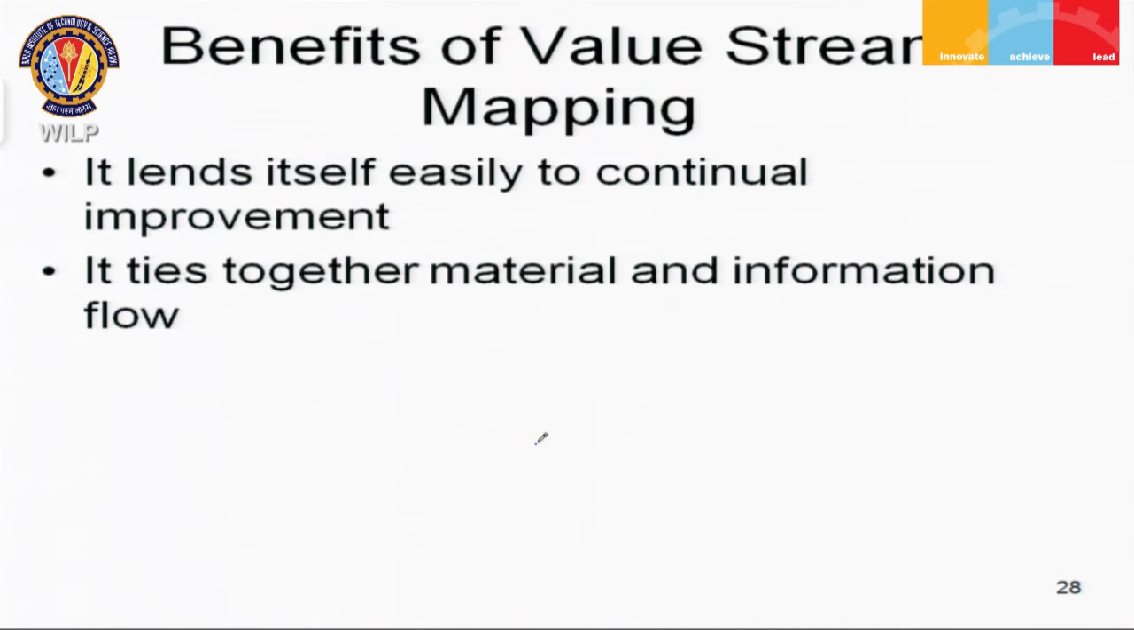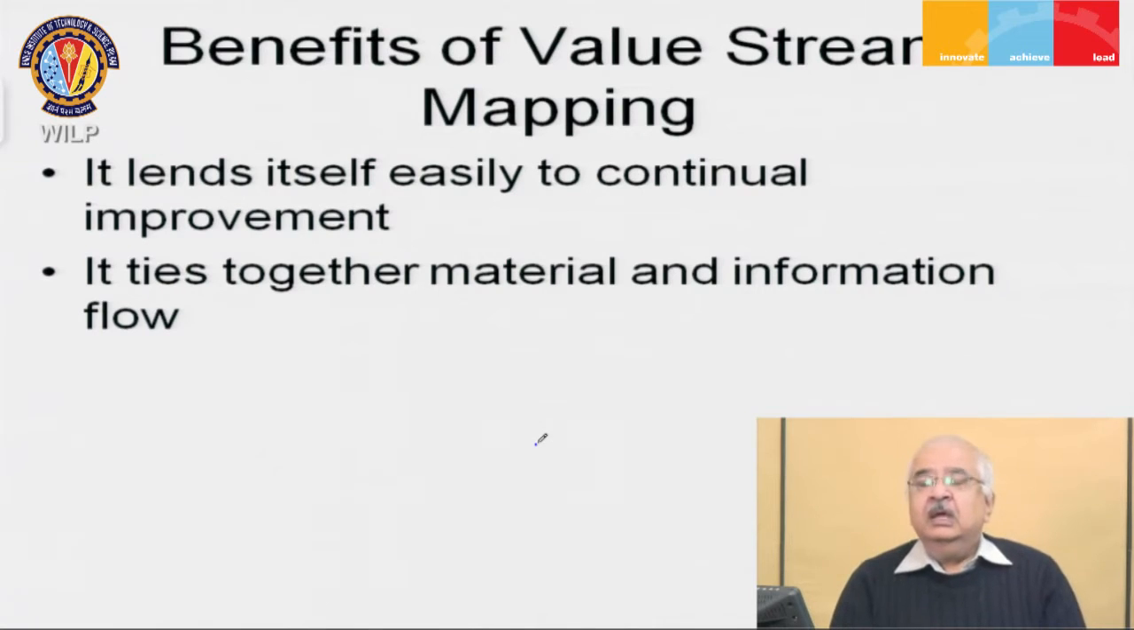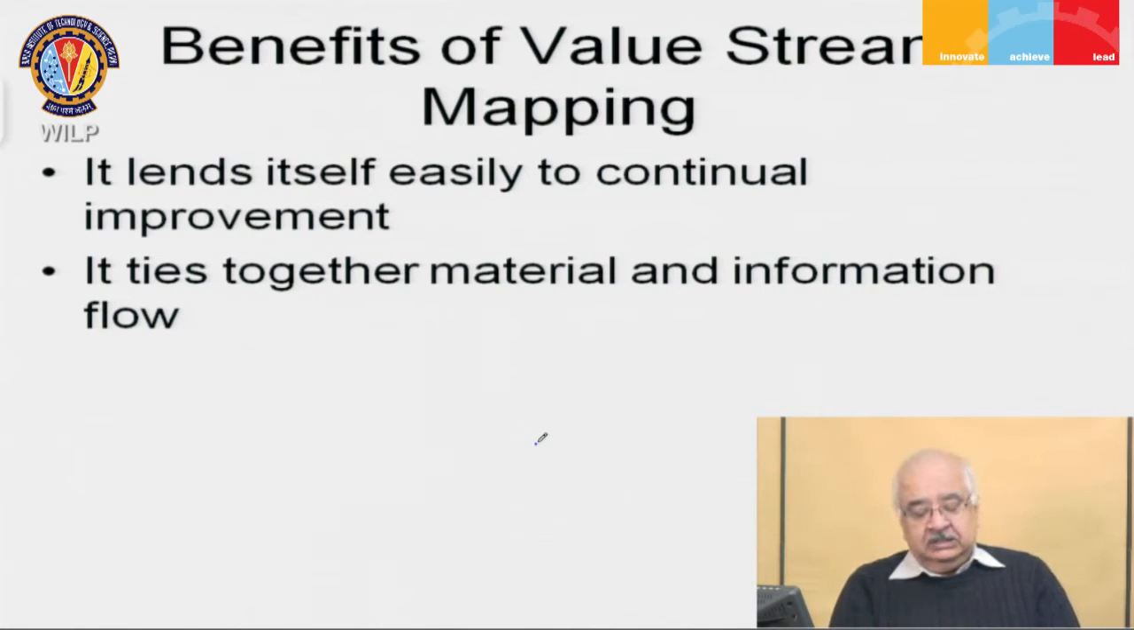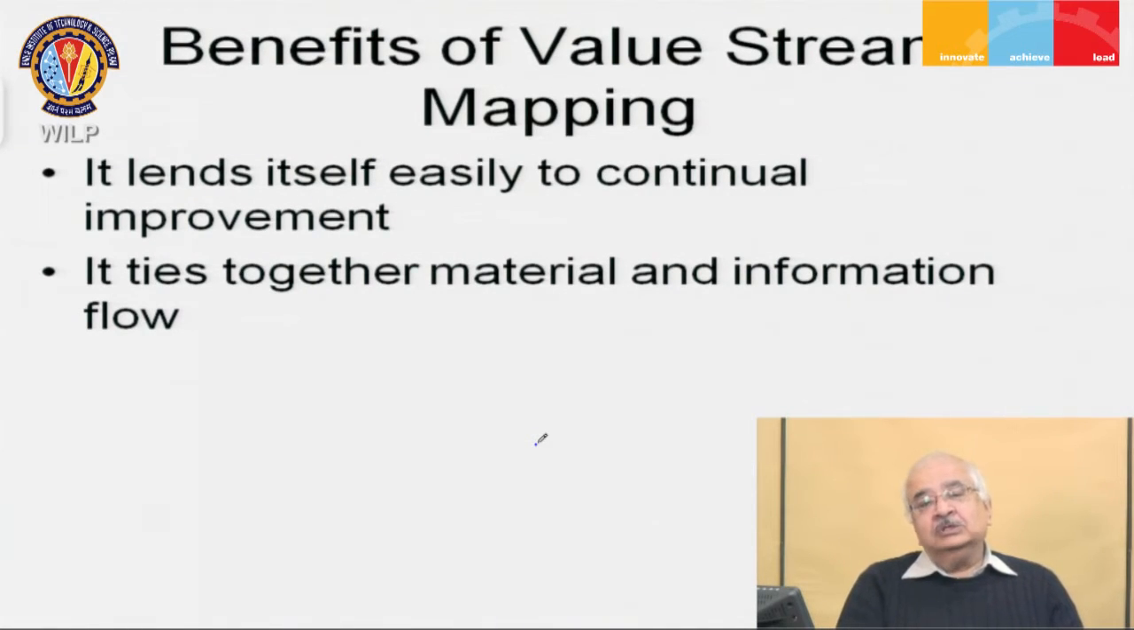Another benefit of value stream mapping is that it is not something which you do once. It is something that can be done over and over again, and it lends itself fairly easily to continual improvement. And from the standpoint of lean, one of the things that we want to make sure is that we do not stop at a particular point in time, that we do keep on improving our systems on a continual basis, and therefore the value stream map is a useful tool in lean because it allows us to pursue continual improvement.